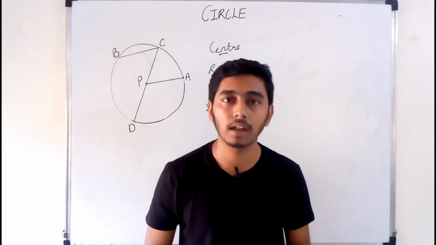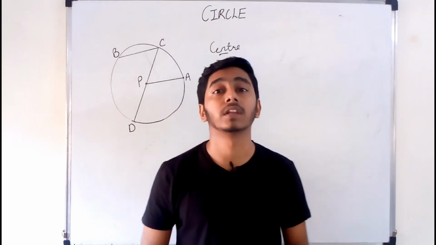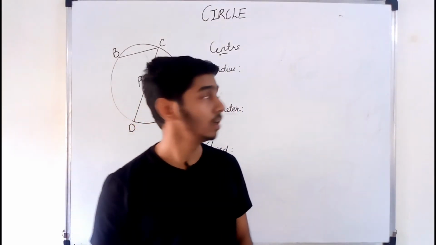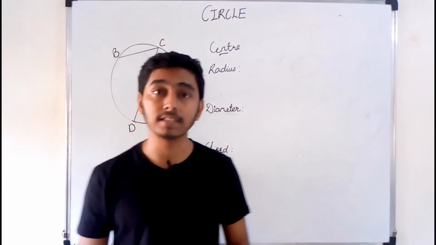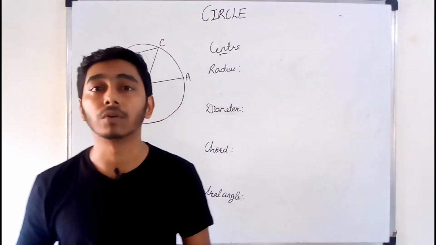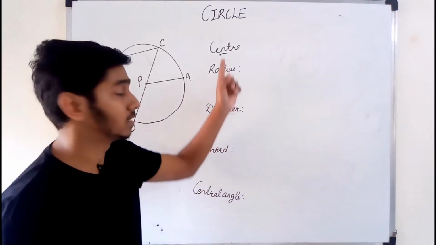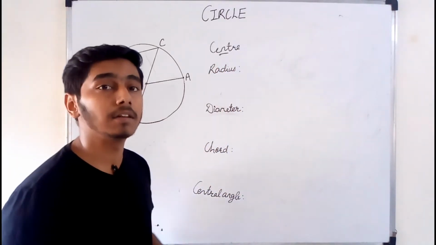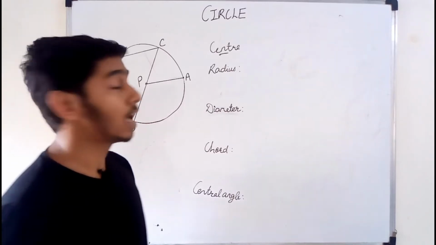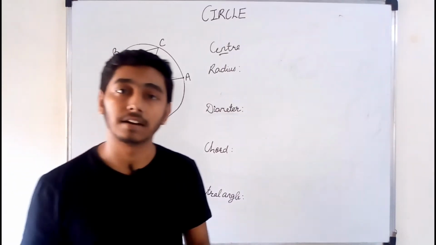My name is Raj Shah, and now we are starting with a new chapter which is circle. In this video we are going to see some basics on circle. We'll be looking at some concepts which are radius, diameter, center, chord, central angle, among other things. Now let's get started.